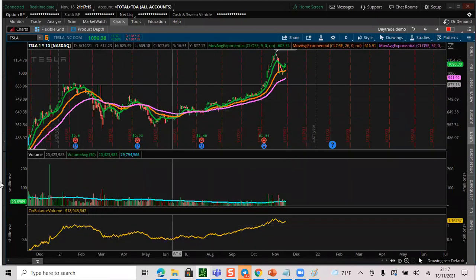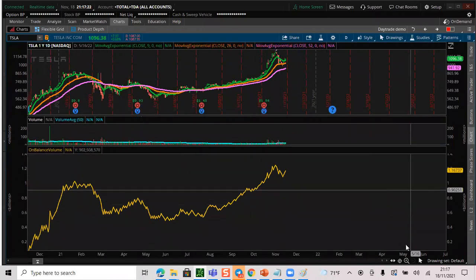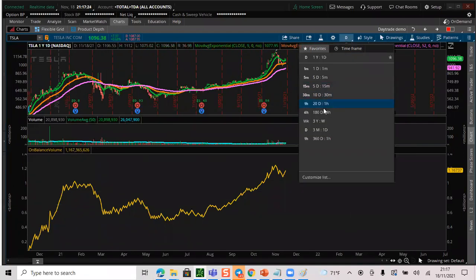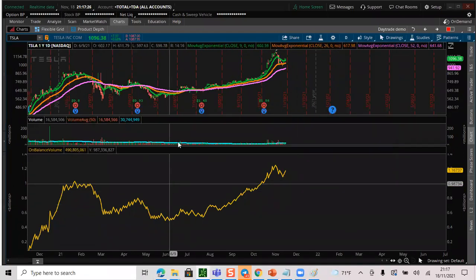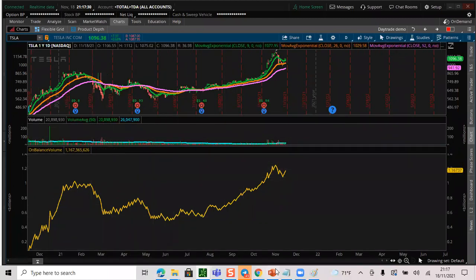I can see right here, I'll just increase it, and I am just using a near daily chart. What exactly is on balance volume?